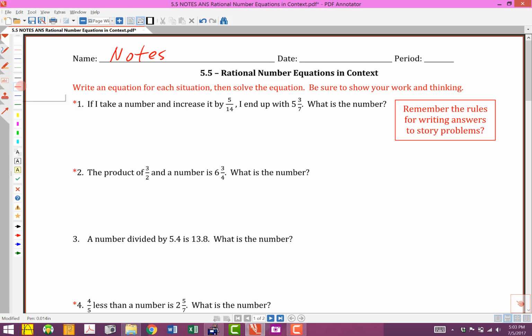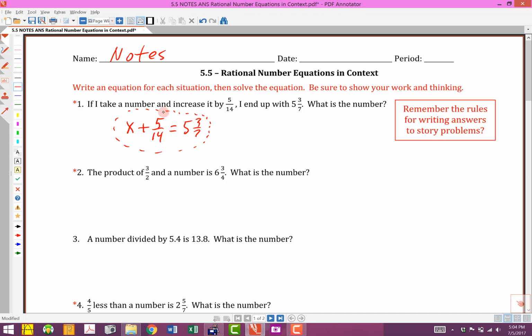So let's take a look at number 1. It says if I take a number and increase it by 5/14, I end up with 5 3/7. What is the number? So we're going to take a number, let's call it x, and we're going to increase it by 5/14. If we increase it by 5/14, that means we're going to add 5/14. And then it says you end up with, or the result is, or something like that. So if we end up with 5 3/7, that it equals 5 3/7. So this right here would be the equation.